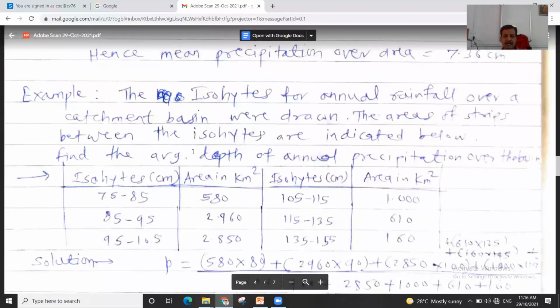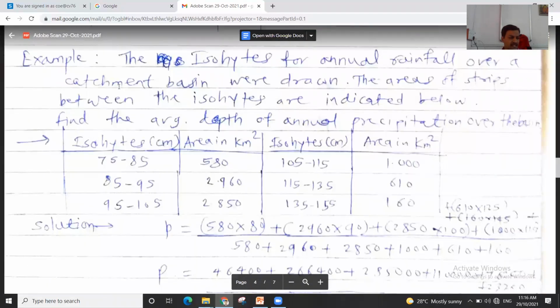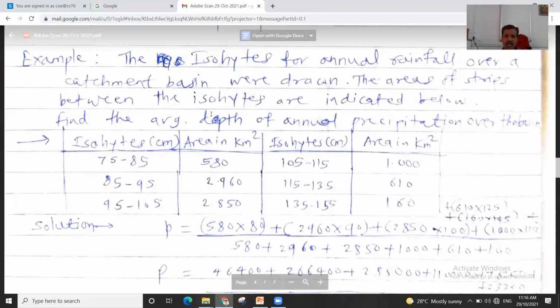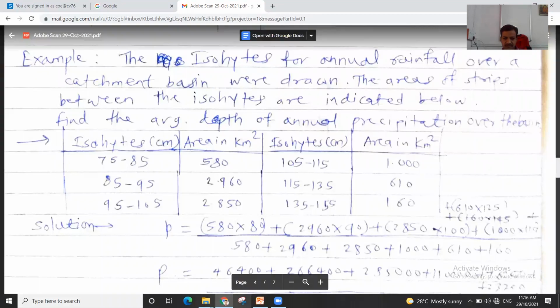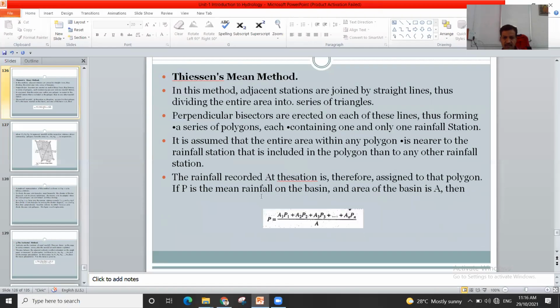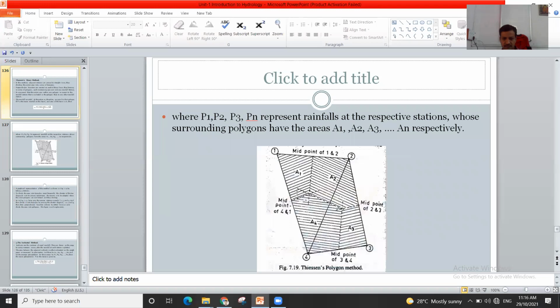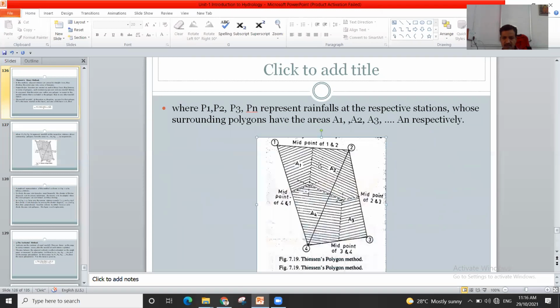This is an example related to Thiessen polygon method. The next example related to isohyetal method. This is a Thiessen polygon method. यामध्ये A1, A2, A3, A4 जेवढे एरियाज आहेत ते आपण नंबर ऑफ पार्ट्स मध्ये डिवाइड करून घेतले याप्रमाणे. Thiessen polygon method by joining these bisectors.